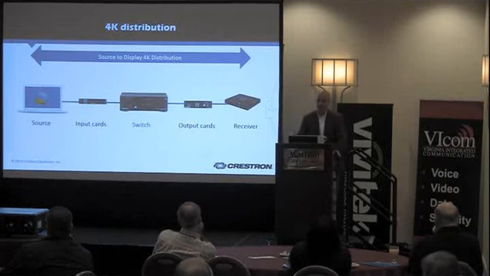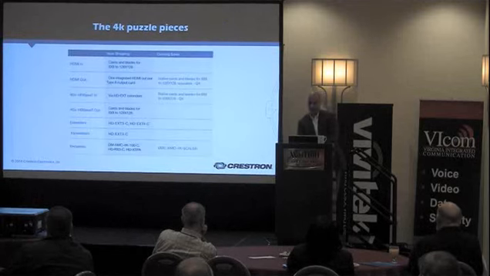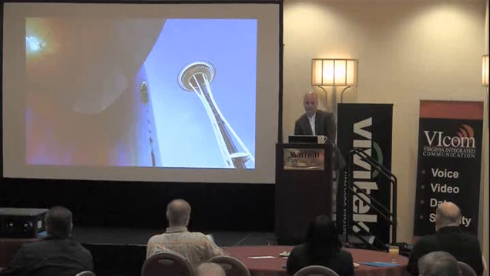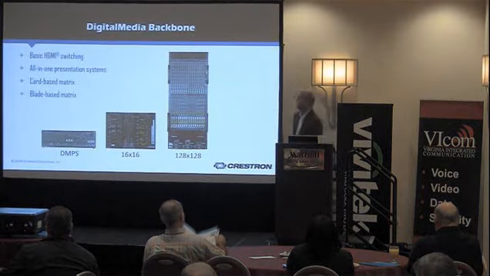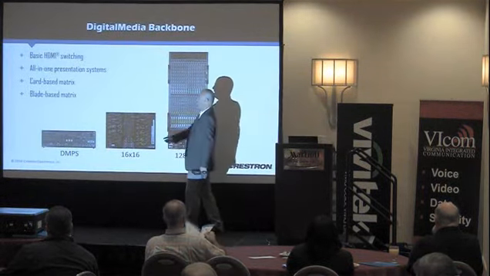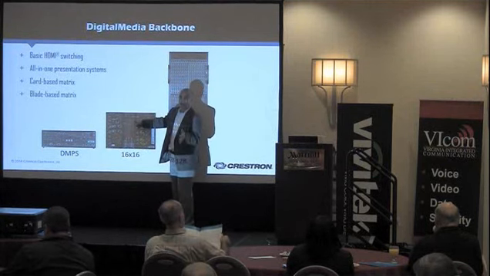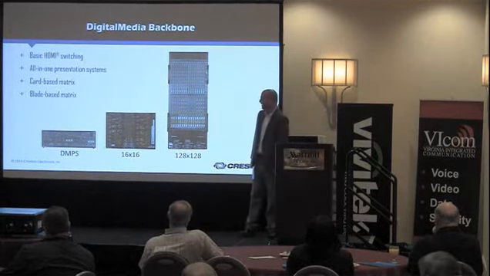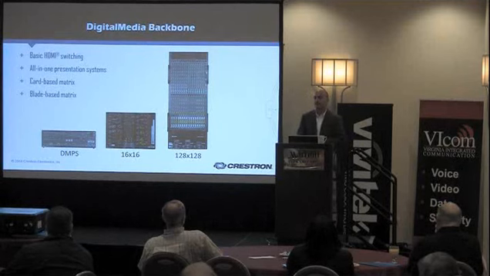So the changes that need to happen, sorry, I'm going to bounce back to an earlier slide here. If I've got a card-based switcher, I simply pull out one of these cards and put in a 4K card. If I have an existing digital media system, I pull out one of these output cards, put in the 4K output, and I simply change out the receiver at the display, and I'm distributing content.